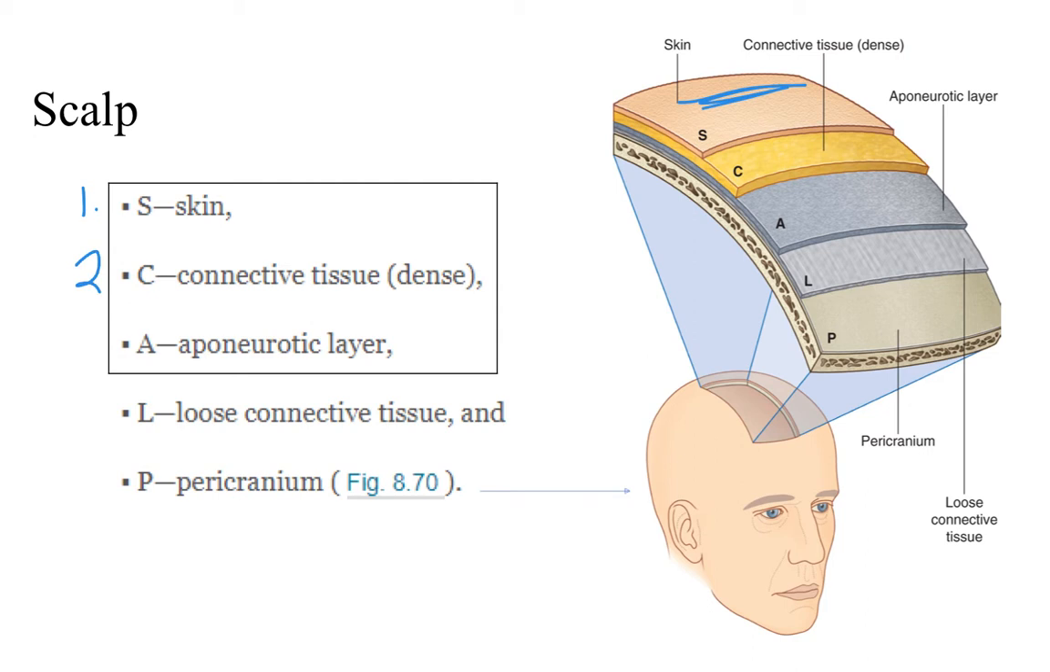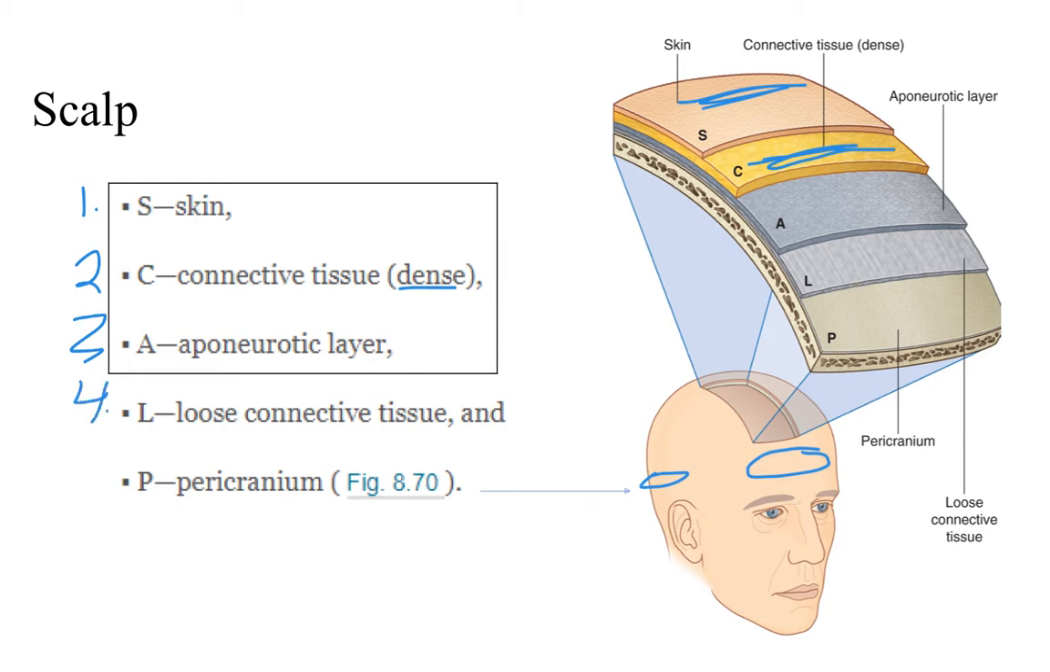The second layer would be connective tissue, specifically dense connective tissue, so you know that it's going to be really tough connective tissue that's going to hold things together. 3 would be our aponeurotic layer, and remember, aponeuroses connect muscle to muscle, so you're going to find it between your muscles in the forehead and that which is in the back of your head on the occipital region, and we'll talk about those when we get to the muscles of facial expression.